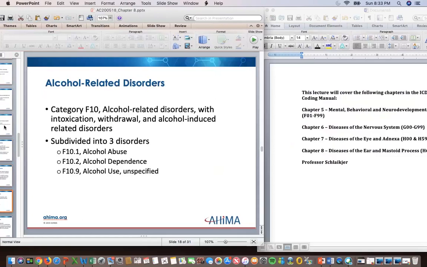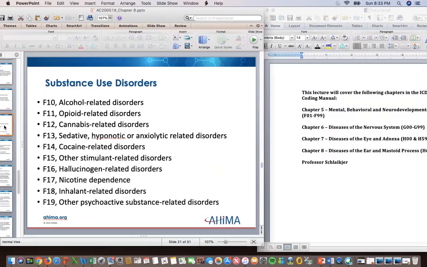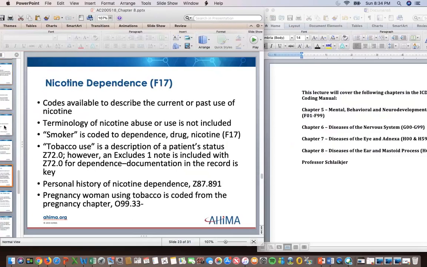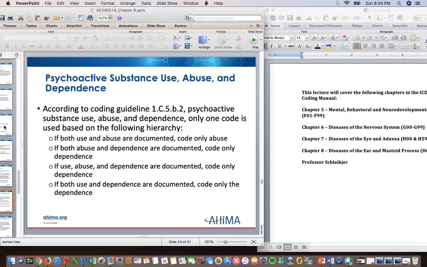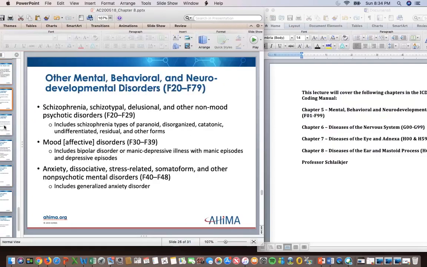As we hit the last few chapters of the coding manual, all the conventions and formats are basically applied the same way. So we have alcohol-related disorders in this chapter, also substance use disorders, and you'll see a list of those. All categories include codes for drug abuse, drug dependence, and drug use, unspecified, so you can be more specific. The documentation in the chart allows you. You can pick up a nicotine dependence. This is psychoactive substance abuse. Dependence also can be applied and coded out if it is mentioned in the chart.